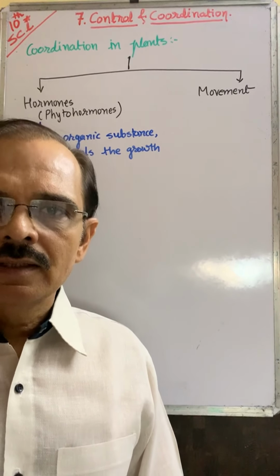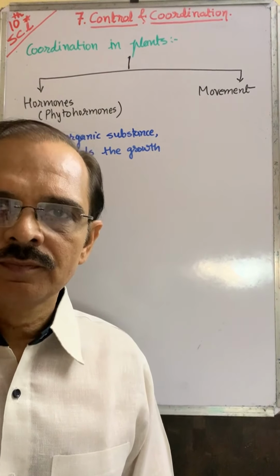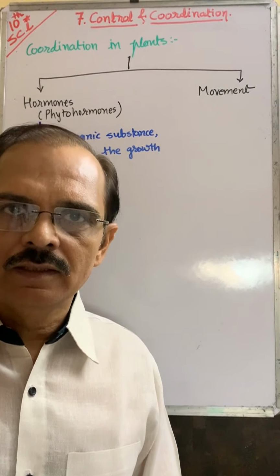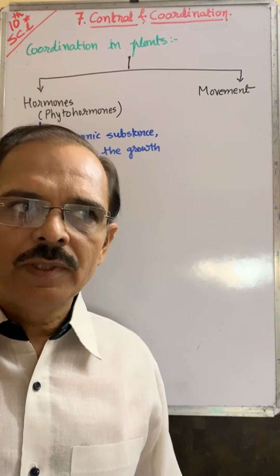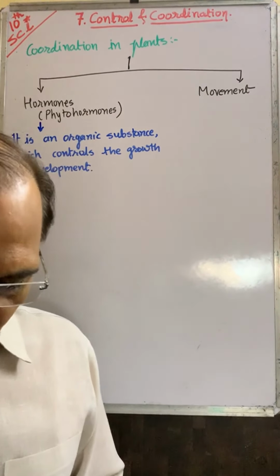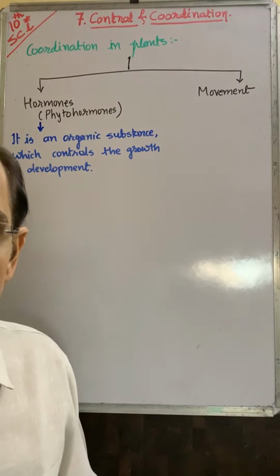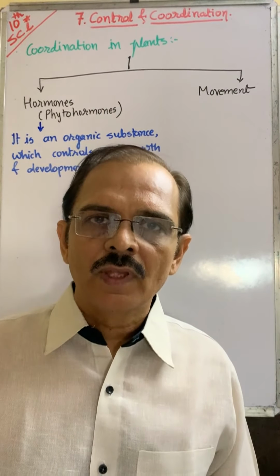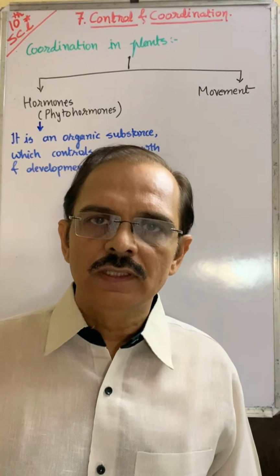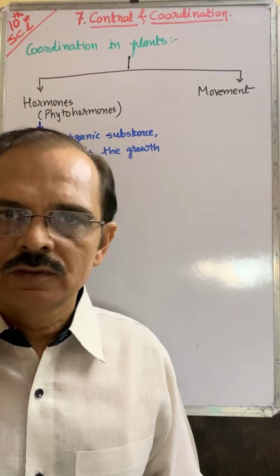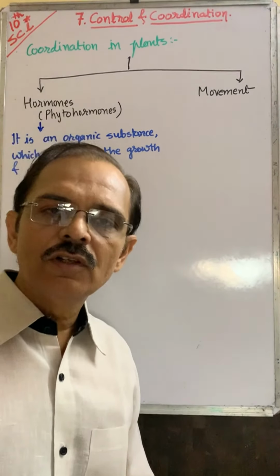Question may be asked, explain hormones. Define hormone and explain plant hormones in detail. Write the functions of different hormones. Or maybe how does chemical coordination take place in plant? The answer is again of hormones. Okay, now see the different hormones.